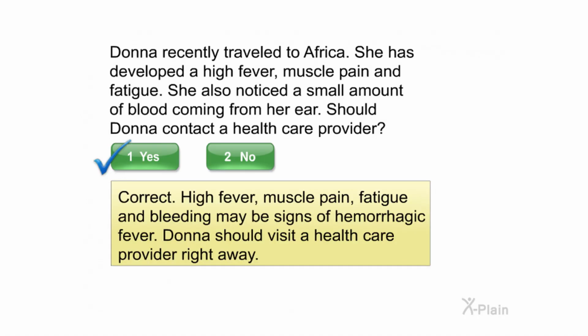Correct. High fever, muscle pain, fatigue, and bleeding may be signs of hemorrhagic fever. Donna should visit a healthcare provider right away.